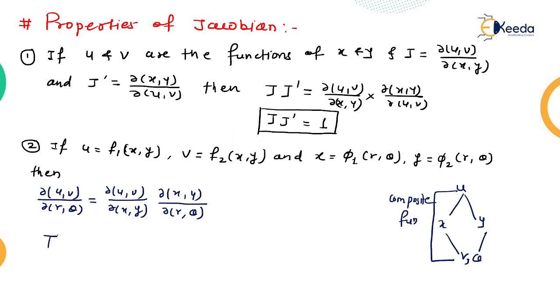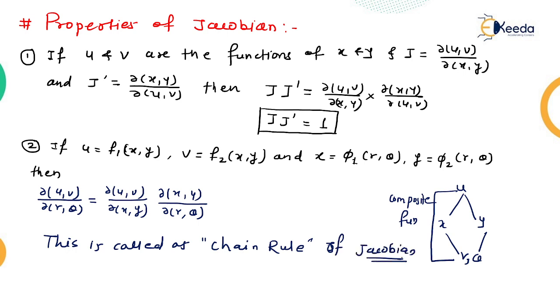This is called the chain rule of Jacobian. I hope you understand this point.